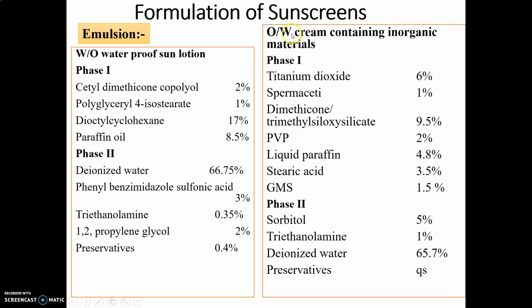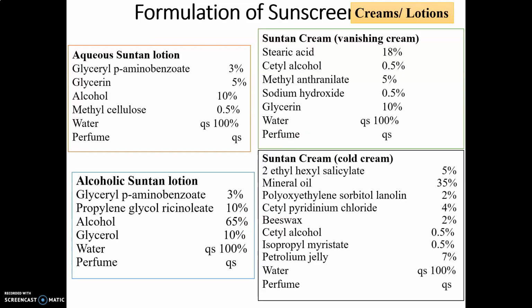On the other side, the same is for the O/W cream containing inorganic material. In this phase, it consists of titanium dioxide. Spermaceti wax is used as an emollient. Then they have used some water resistant material like the dimethicones and all these things. So the oil phase is prepared, the water phase is prepared. They are mixed together, and further it leads to the formation of O/W type of cream.